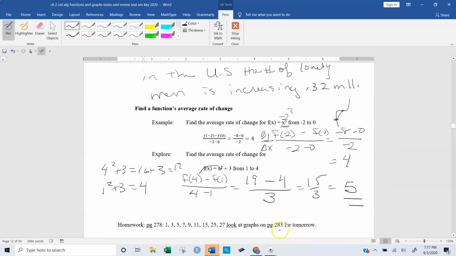All right, pause. Good luck on your homework. Make sure you're asking questions. And don't forget to do this. This is very important. Look at those graphs on page 283 for tomorrow. Make sure you know which one is which. And you notice a few things about them. I don't care what you notice, but see how they're similar and how they're different. Okay, good luck.